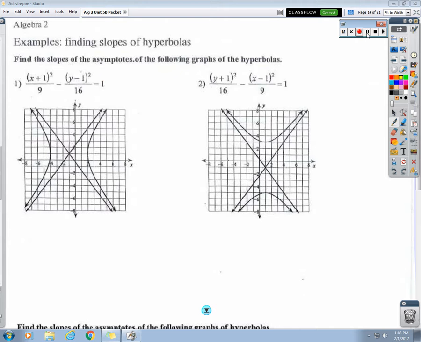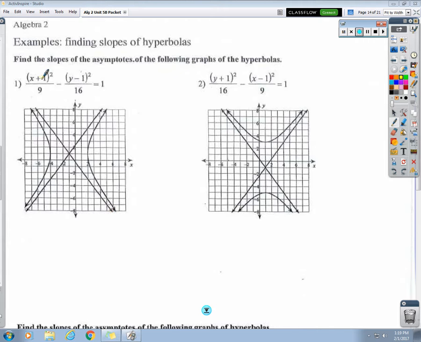Okay, because remember guys, with hyperbolas, there are two lines that are called asymptotes. You have this one that's going up, so it's positive, and this one that's going down, so it's negative. We have to find the slope of those lines, which we already know how to do.